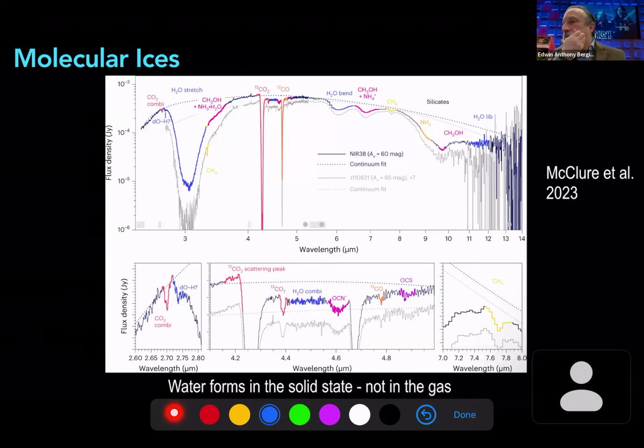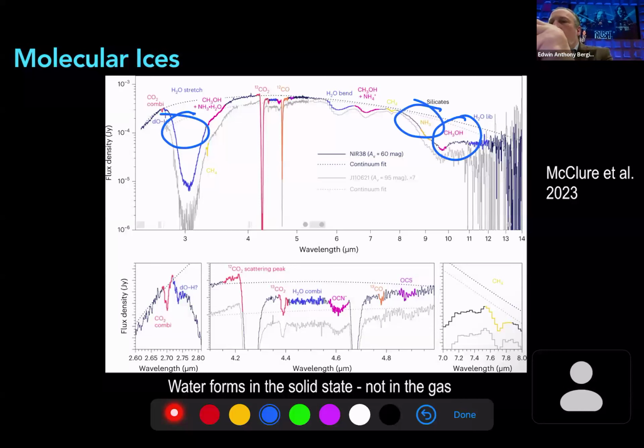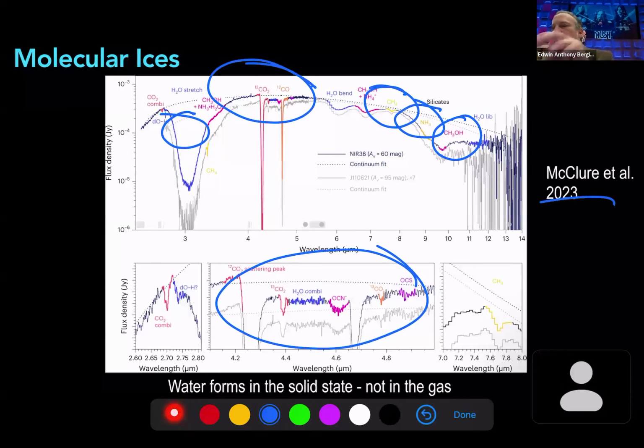And this is a beautiful, wonderful paper from Melissa McClure, one of the first observations from James Webb of ices. And we can see water ice. Okay, and from observations of water ice in the chemistry, we know that water forms mostly as ice, whereas carbon dioxide forms mostly in the gas. And that's from observations. And here are things like methanol, ammonia, methane, CO ices, CO2 ices, and all kinds of other fancy structure. And you can read the paper, and there's going to be a lot more where this comes from.